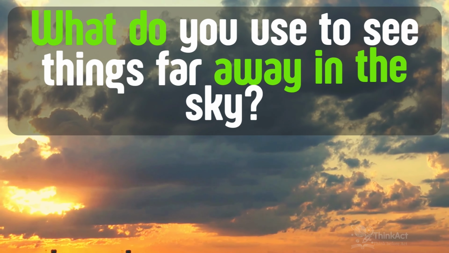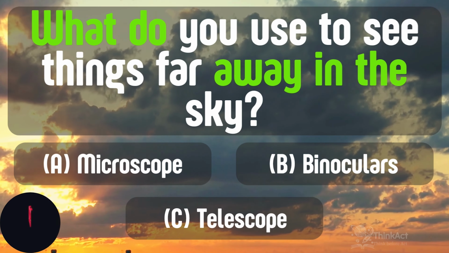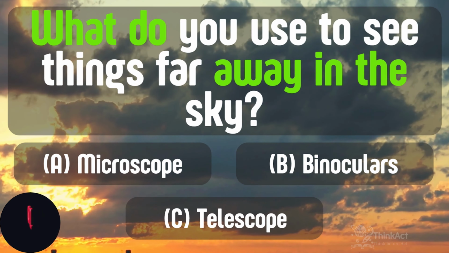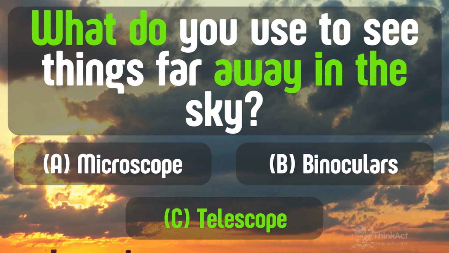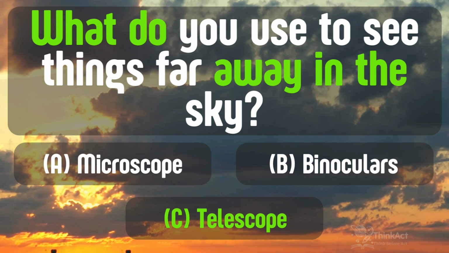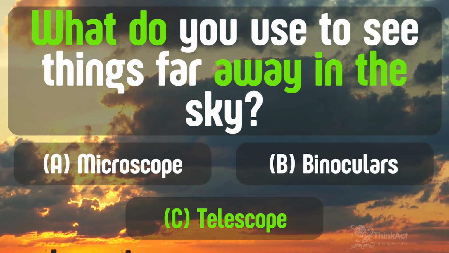What do you use to see things far away in the sky? The answer is option C, telescope. A telescope is a tool that astronomers use to see faraway objects.